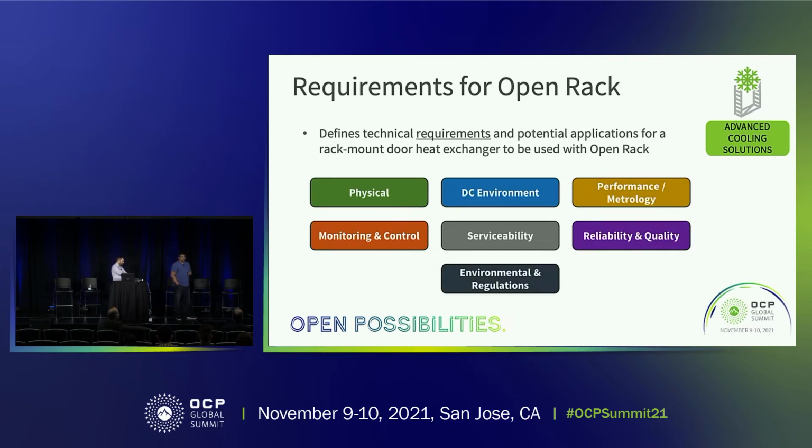So in terms of requirements for OpenRack v2 and v3, as I said, this information has already been contributed and is available on the portal. But it basically defines technical requirements and potential applications for a rack mount door heat exchanger to be used with OpenRack. And the document is divided into different sections, talking about dimensions and the type of data center environment from both an air-side and a liquid-side standpoint.